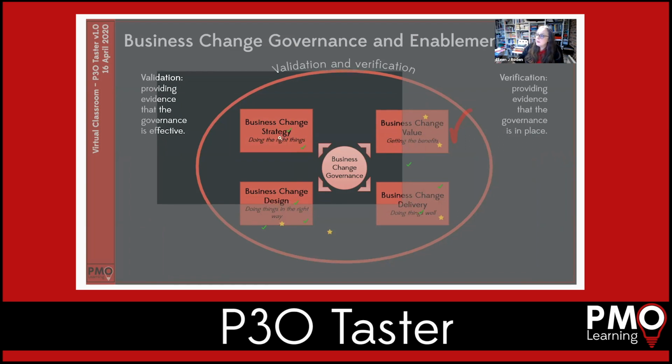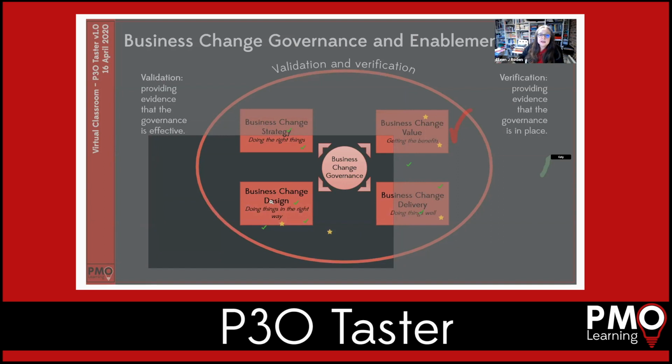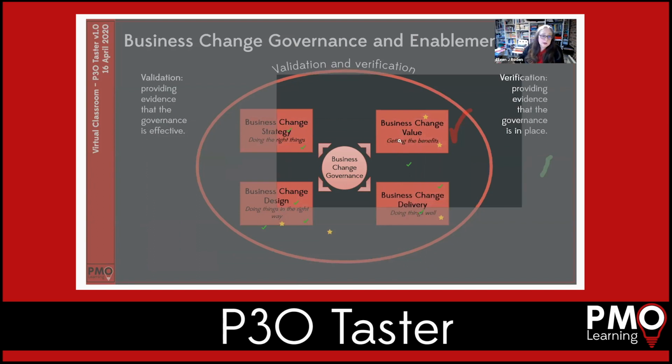And then the next one is business change design. This is where often organizations start going from project management to program management. They start recognizing that we can bundle projects together and deliver a strategic change as a program rather than a project. And the one that was on the too hard pile for a lot of the time was up here with the business change value, where we're actually starting to get benefits.